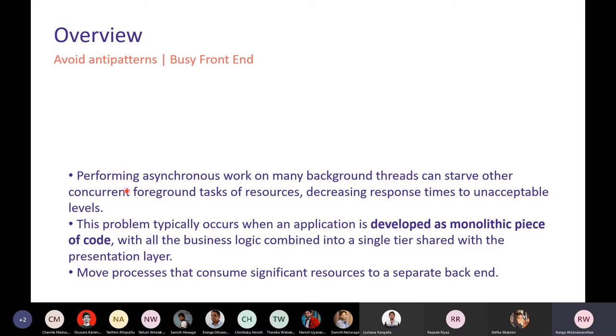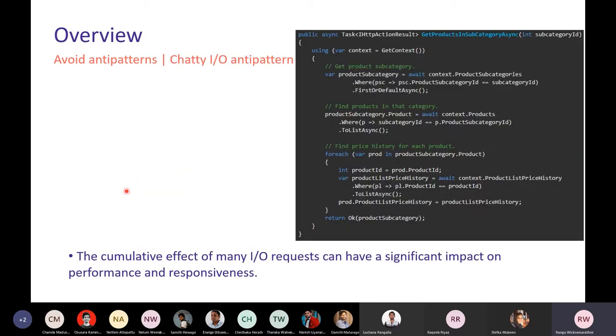The next thing is the chatty I/O anti-pattern. If you look closely, there are a few issues here. The method is about getting products in subcategories. It requests the subcategories, and then requests the products in a particular subcategory ID. Here the IQueryable type is changed to enumerable two times, and within the foreach loop you create two ToListAsync calls. We do not know exactly how many product subcategory items there will be, so it's executing the same query an unknown number of times.